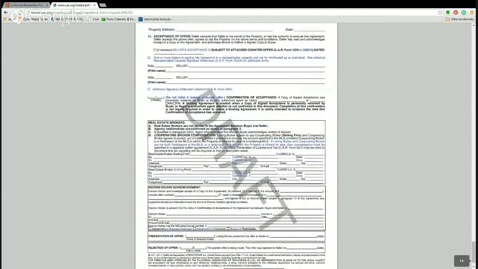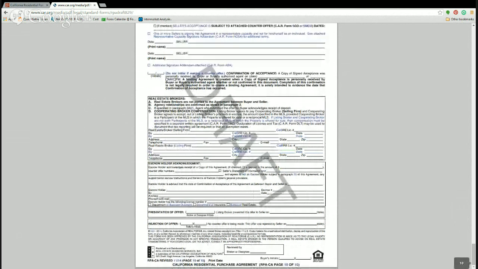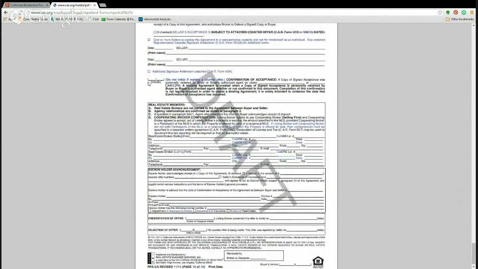Here's where we see real estate brokers. I'll just read this. This makes sense for the realtors out there. If listing broker and cooperating broker are not both participants of the MLS or reciprocal MLS in which the property is offered for sale, then compensation must be specified in a separate written agreement. The CAR Form CBC, Declaration of License and Tax, CAR Form DLT, may be used to document that tax reporting will be required or that exemption exists. It says earlier that brokers are not part of the agreement, yet they have this little form sitting there to avoid confusion. So anyway, that's our first look.